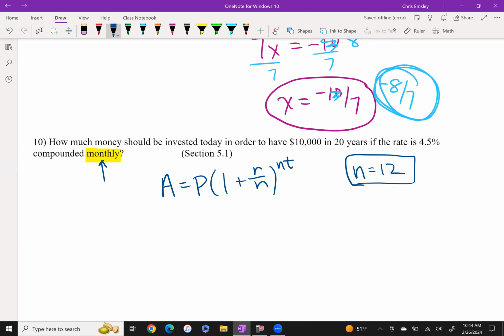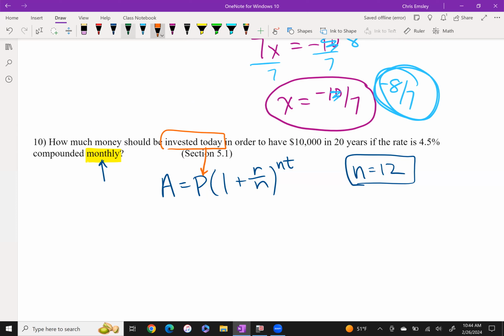The other thing we need to read carefully on this one is on some of these problems, they're going to tell us how much we start with, and we calculate the ending amount. On other problems, they're going to tell us how much we end with, and we calculate the starting amount. So always read carefully to see which situation you are in. Notice this says how much money should be invested today. So we are calculating P. We don't know how much we start with.